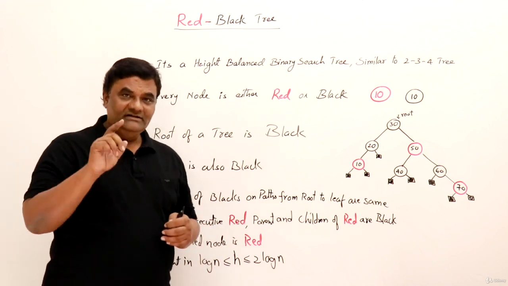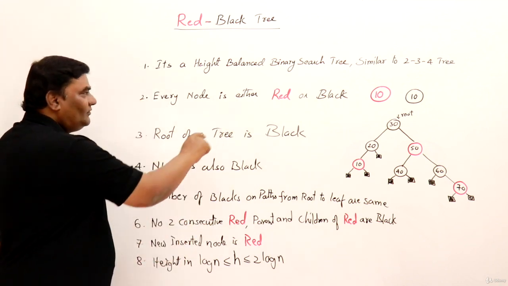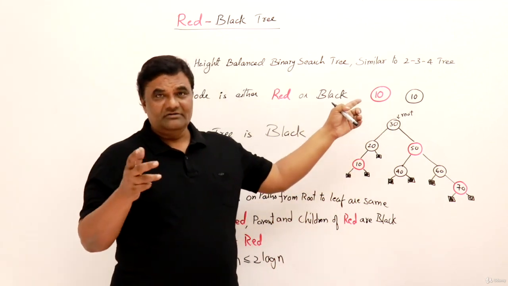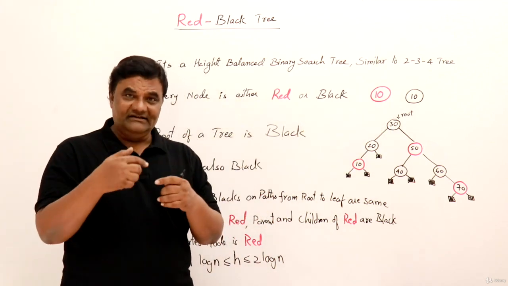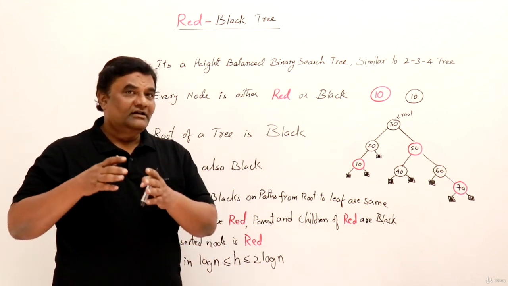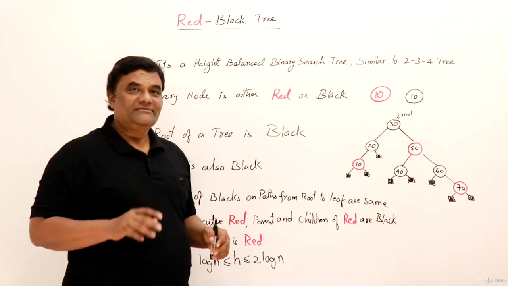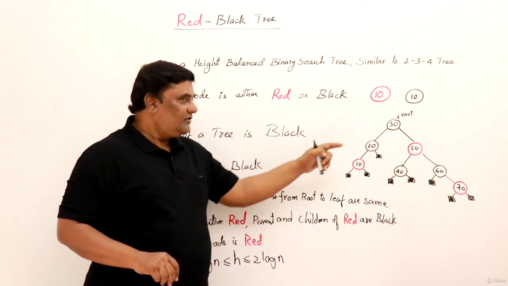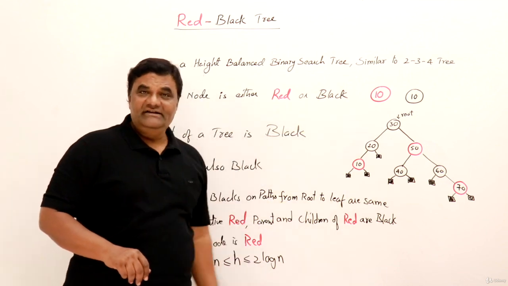Now let us look at other property. Every node is either red or black. So nodes will have color that are red or black. Some people take edges as color or nodes as color. So we'll follow nodes as color. Nodes are either red or black. That's why it is called red-black tree. Then root of a tree is always black. So root of a tree is always black.